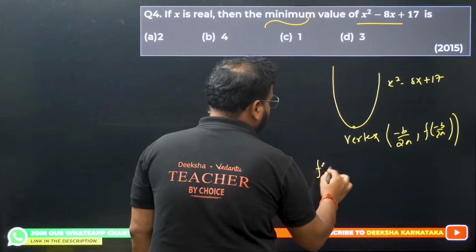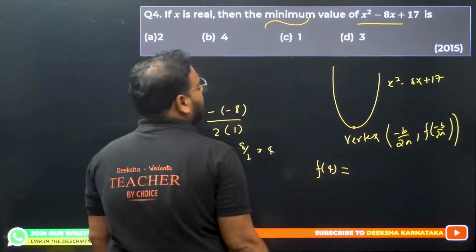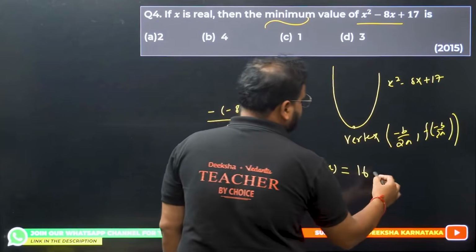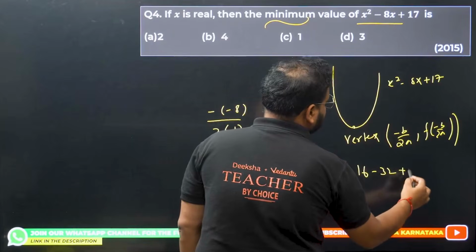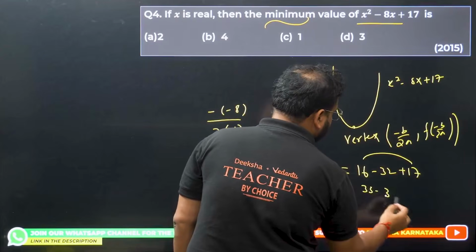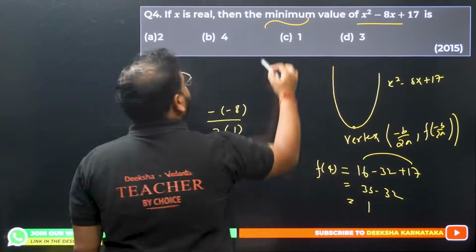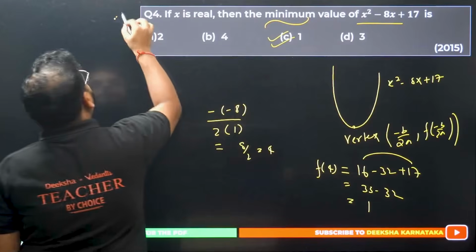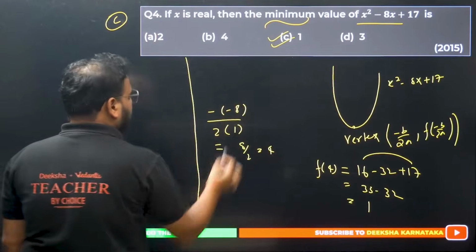So f of 4, please check, will be what? 16 minus 32 plus 17. How much is that? Add these two. We get 33 minus 32. Answer is coming as 1. Option C is correct. This is method number 1.